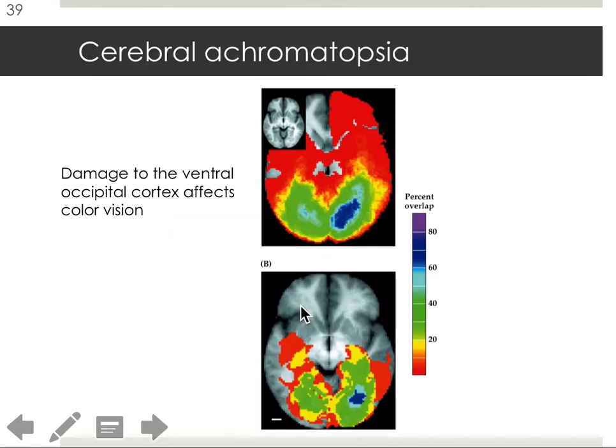But cerebral achromatopsia is quite different from just color blindness, right? This actually is damage to the ventral occipital cortex, and that then affects color vision. So instead of seeing everything as just not red or green, they see everything as just different shades of gray.